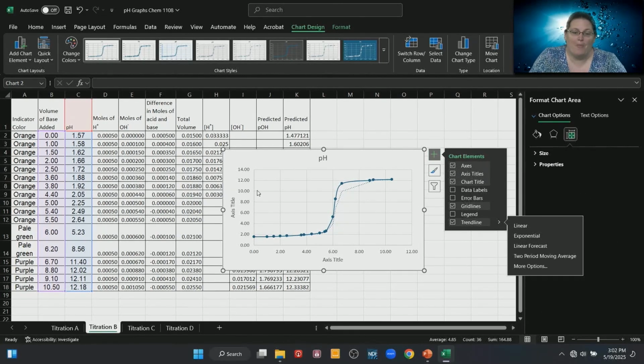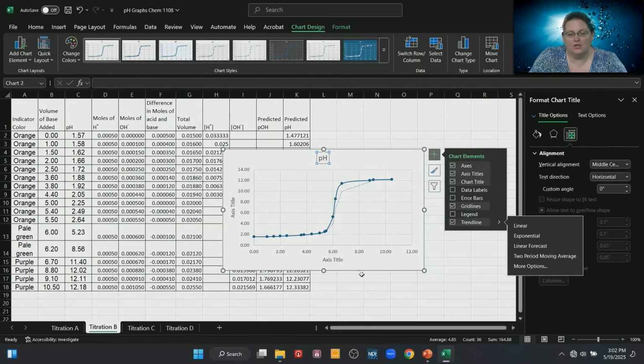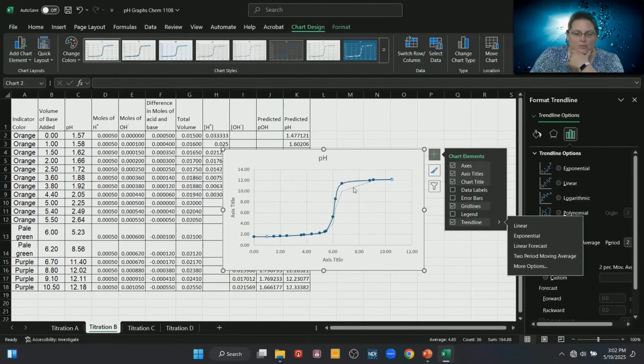it disappears. So you would label your chart titles, which is your titration curve, your axis titles, which is your volume in milliliters versus your pH, and you can get that nice curve that you see. Trend line kind of helps you. If you have enough data points, it should be very smooth. It looks like we may have gone a little bit too fast during the midpoint here.